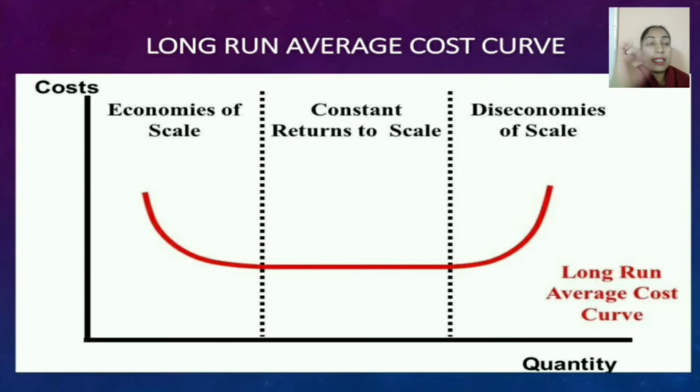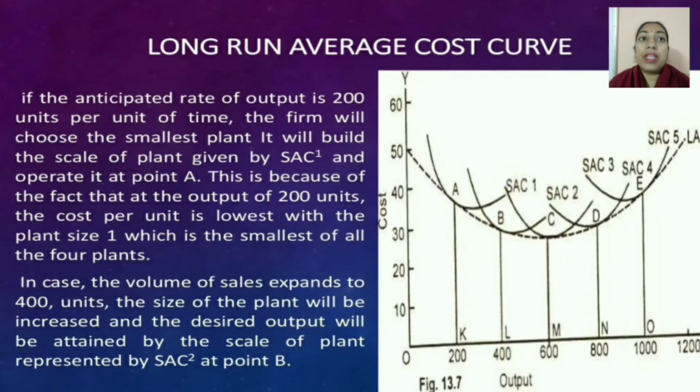Now, if we look at the long run average cost curve, when it is declining, it shows the economies of scale; it has a flattened end, that is constant returns to scale; and then it starts rising, which gives the diseconomies of scale. This is the long run average cost curve. It falls, stays constant, then starts rising. Then how do we draw the long run average cost curve? Let's see.